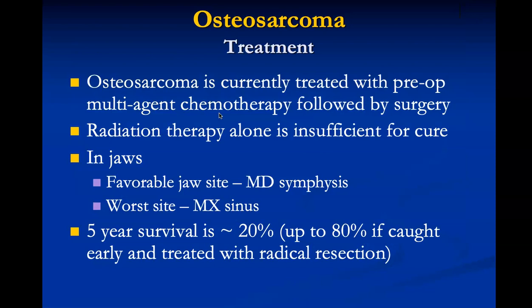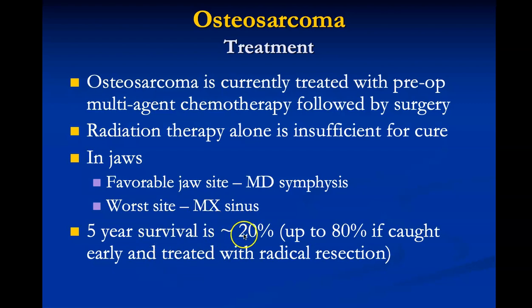Treatment for osteosarcoma is currently preoperative multi-agent chemotherapy to shrink the tumor and then followed by surgery. Radiation alone will not cure osteosarcoma. Just like with chondrosarcoma, the best chance is to be able to cut it out. And so the more favorable site is the mandibular symphysis. And the worst site to have osteosarcoma in the jaws is the maxillary sinus because of the location that's so close to the base of the brain and other vital structures.